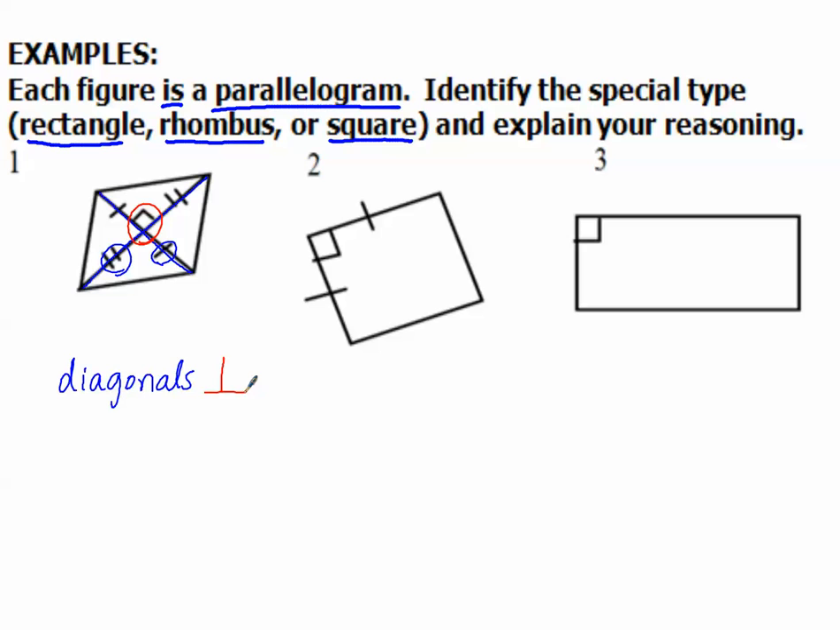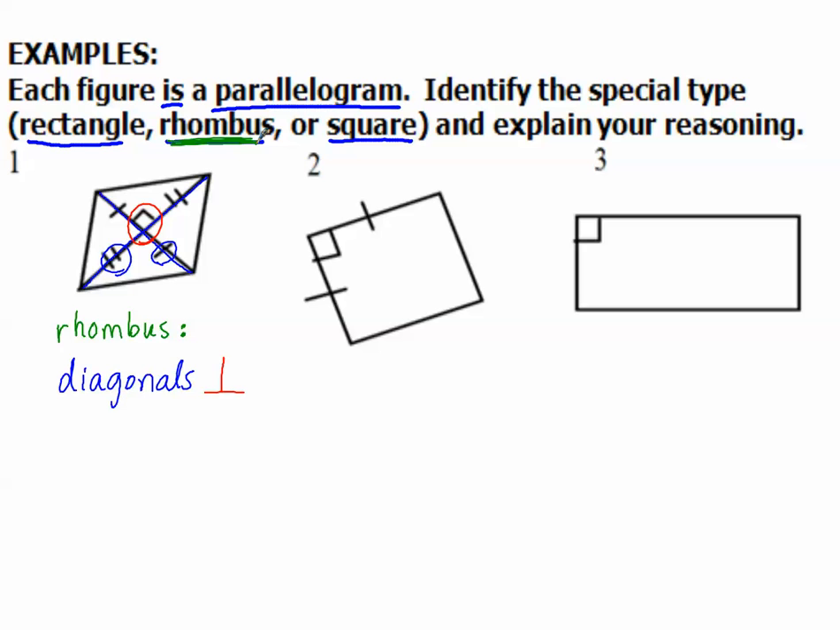So because the diagonals are perpendicular, I look back to my list of properties and I see which one that goes for. Do you want to look back at your list of properties? Do you see that it's for a rhombus? So that's what we will answer. This is a rhombus because the diagonals are perpendicular. So rhombus is what we call that one.